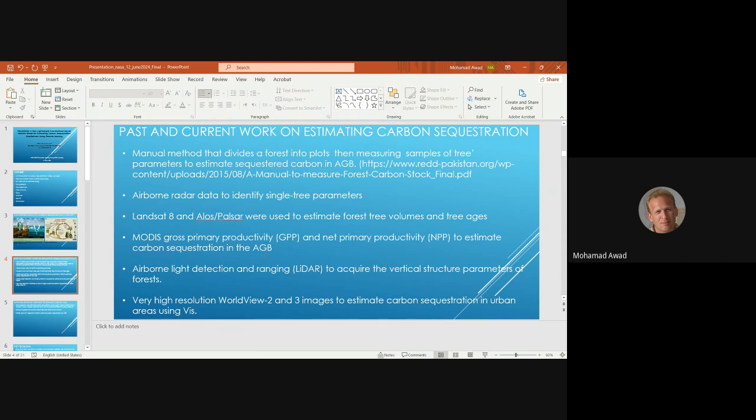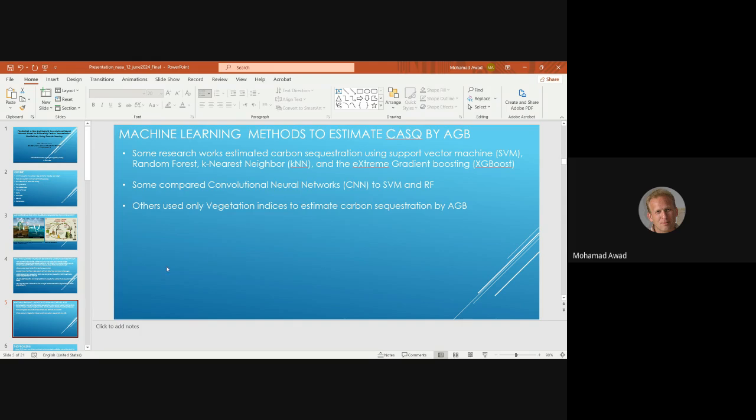So we see that we have a variety of spatial resolutions and a variety of technologies, but are all these reliable to obtain the needed information for a specific area or for a large area? Sometimes it's not affordable. What methods did they use in estimating carbon sequestration?